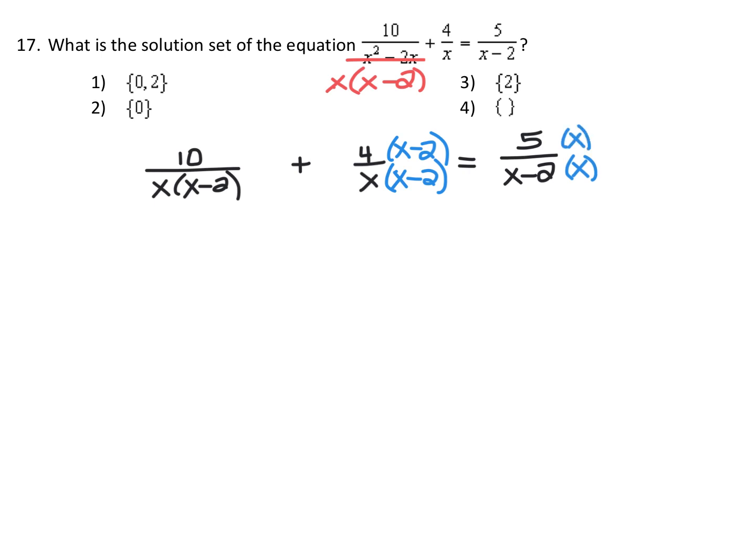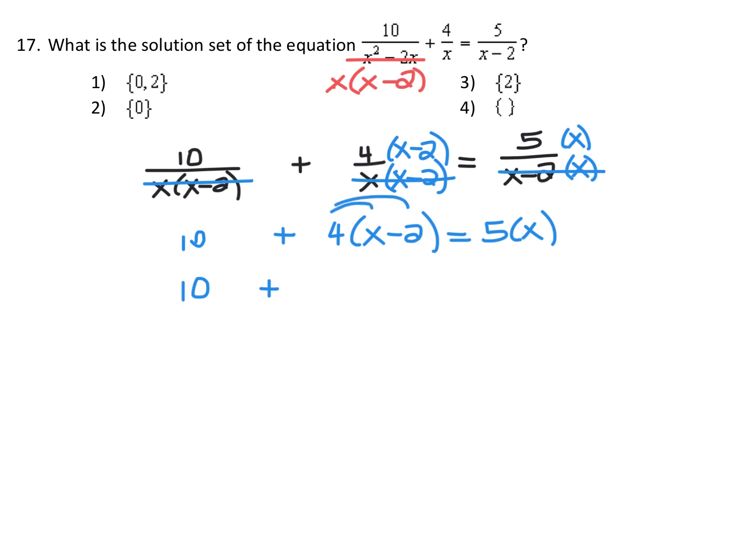And now that all our denominators say the same thing, we can just basically disregard them, cross them off, and we're going to solve what we're left with in our numerators. So I'm just rewriting what I see above. Actually, this is going to be a pretty short equation to solve. I literally just brought everything down. All right, so let's see. That's going to leave us with 10 plus, and when I distribute the 4, I'll get 4x minus 8, and then equals 5x.